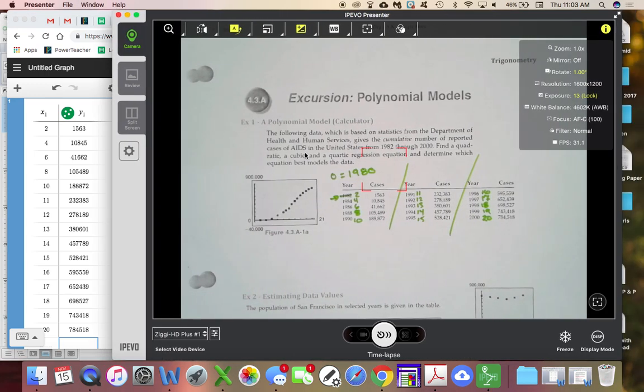There are only 2 examples with this homework sheet. Example 1 we're going to do using Desmos. Example 2 we're going to use on your graphing calculator. So I'll show you how to do each one of those.